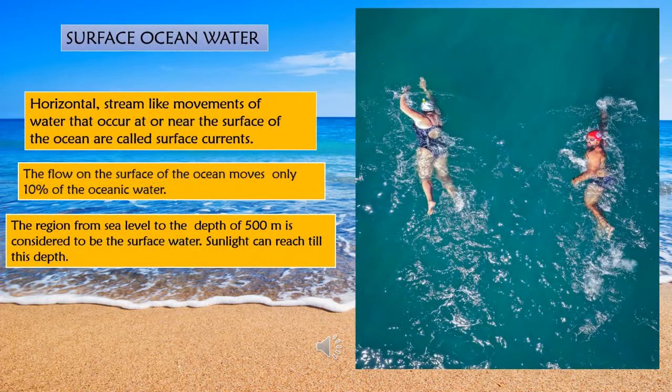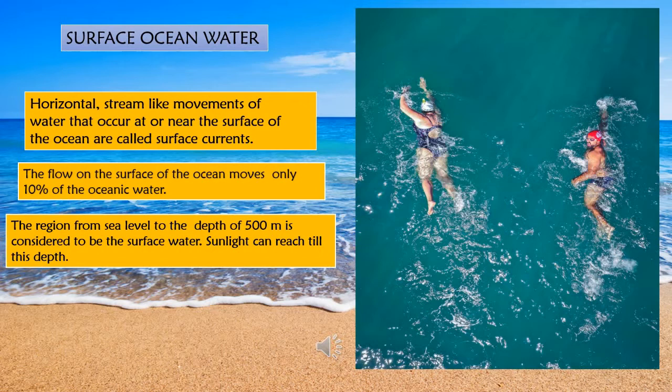Now students, let us understand the surface ocean water in detail. So what is surface ocean water? As I told you, it's the horizontal stream-like movements of water that occur at or near the surface of the oceans, called surface ocean currents or surface ocean water. These are the movements of water that take place on the uppermost layers of the ocean. This makes up about 10% of the ocean's water. Surface currents refer to the top layer of the ocean water, which are primarily driven by the wind.